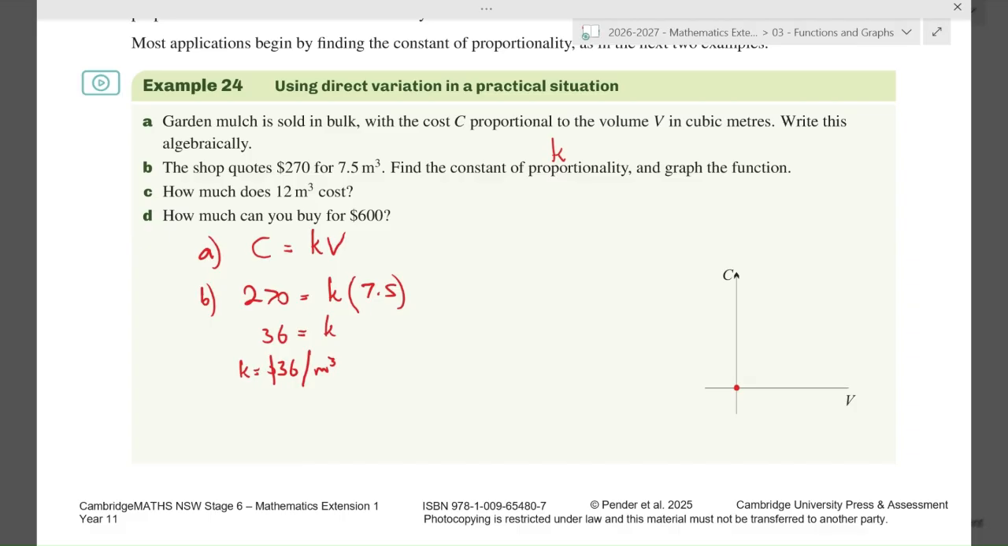And what's our other point? What's our other ordered pair that we've got? What would our volume have been? Give you hints in the question. 7.5. And what was the cost at that point? 270. There we go. We've got a point. You've got a line. Everyone cool?